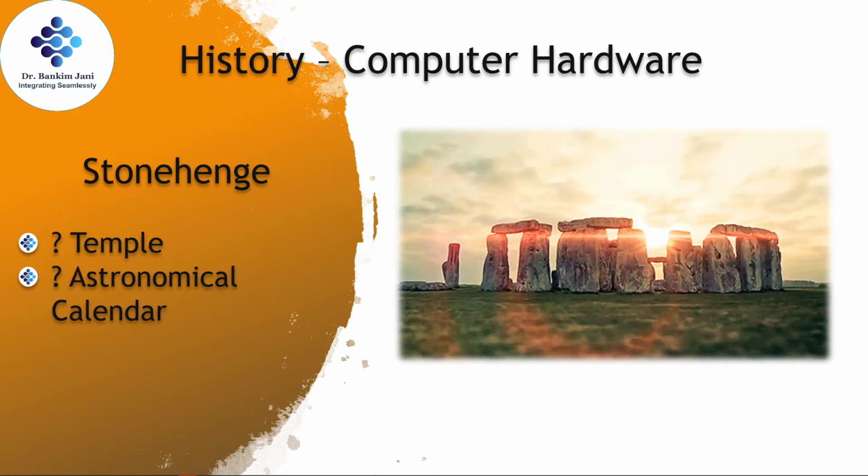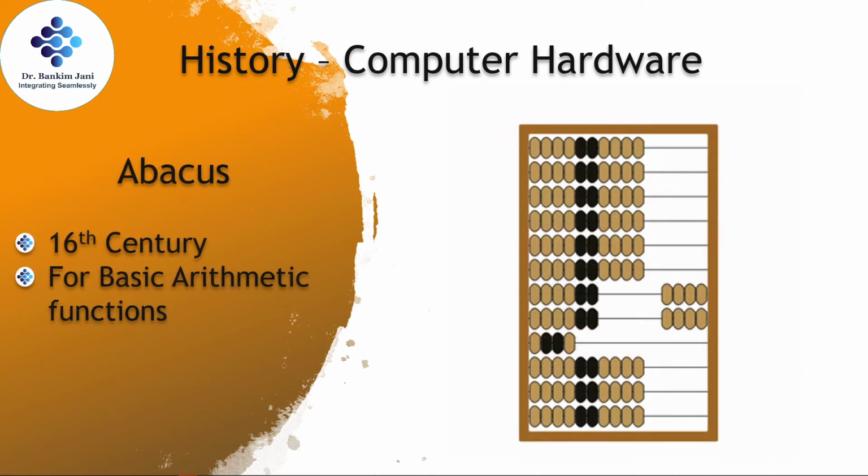So one of the theories is that it was a temple. Another theory suggests that it was an astronomical calendar for the position of the sun and moon, and thus it was predicting eclipses. Quite like our Jantar Mantar in India. Abacus. It appeared in the 16th century, and it was developed as a device to perform some basic arithmetic functions.